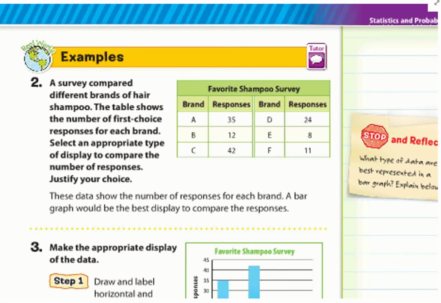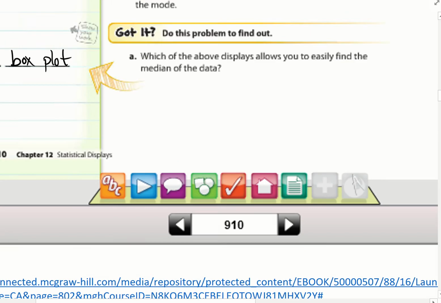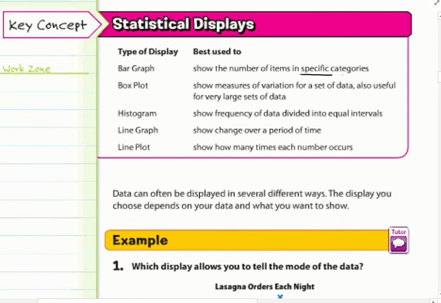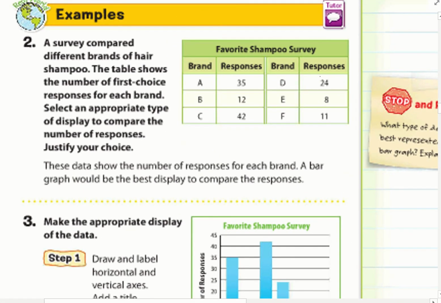Example 2. A survey compared different brands of hair shampoo. The table shows the number of first choice responses for each brand. Select an appropriate type of display to compare the number of responses. Justify your choice. So if we look at the table, my best guess is we have specific categories. So we're going to say it's going to be a bar graph because all of these are different categories. So we have brand, responses, brand, and responses. We don't have intervals. We don't have medians, none of that. Well, I mean, we could find a median, but it has specific categories. So we're going to go with a bar graph.